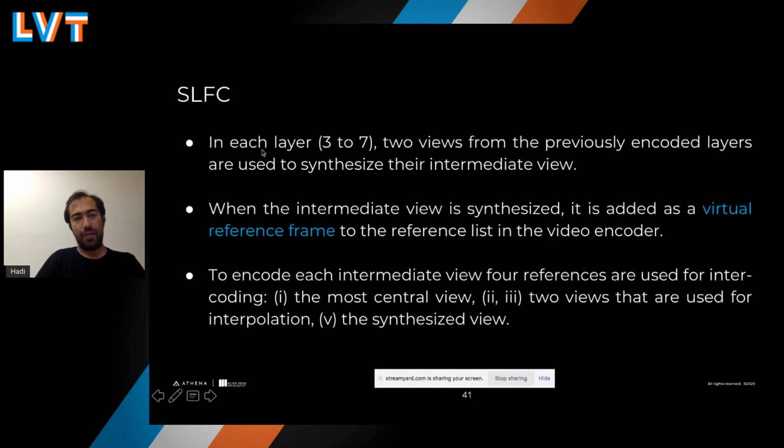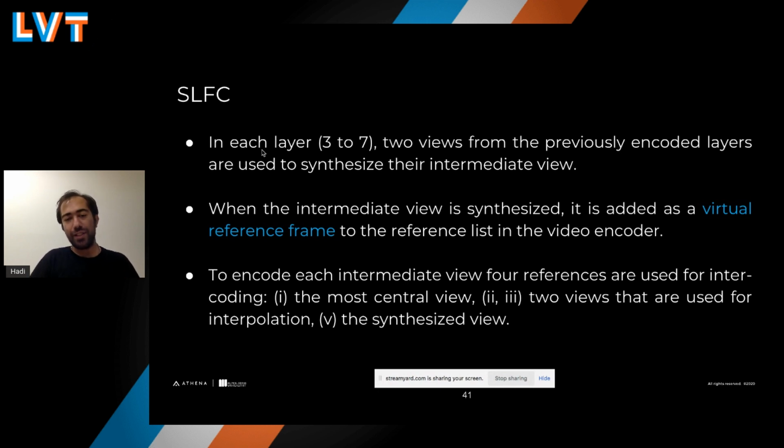And then we have our procedure as below. In each layer, which I mean from 3 to 7, 2 views from the previously encoded layers are used to synthesize their intermediate view. When the intermediate view is synthesized, it is added as a virtual reference frame to the reference list in the video encoder.